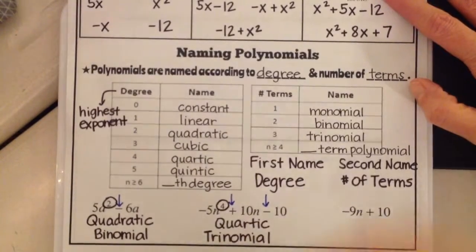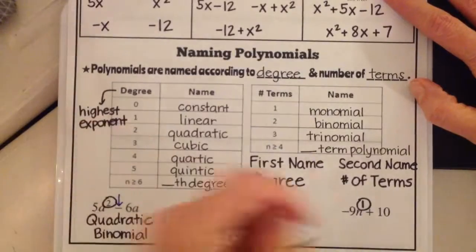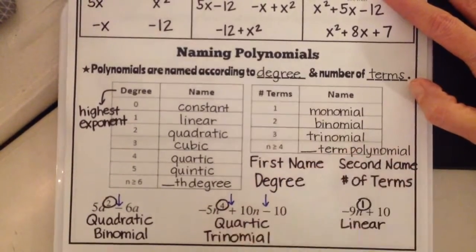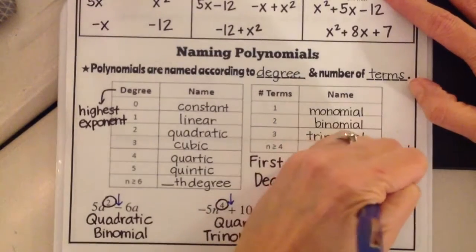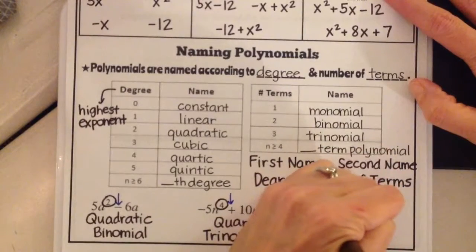And for the last one, highest exponent is a 1. Remember that 1 is invisible, so it is a linear. And then I'm going to look for addition or subtraction signs to help me identify how many terms. And I see an addition sign, which tells me it splits it into 2 terms. So this would be a binomial.